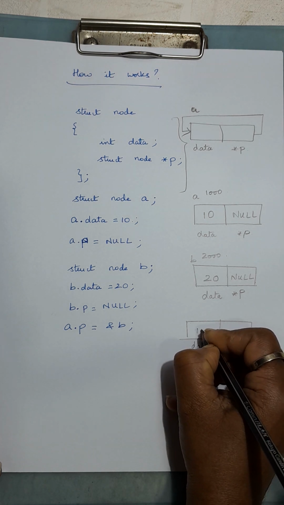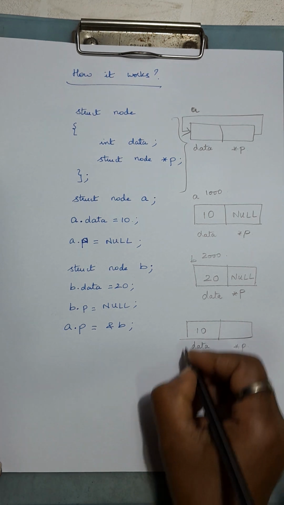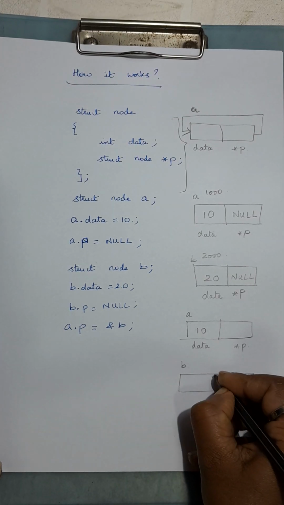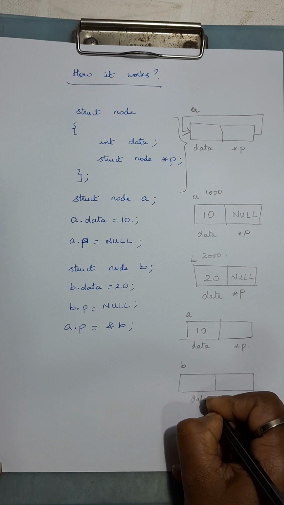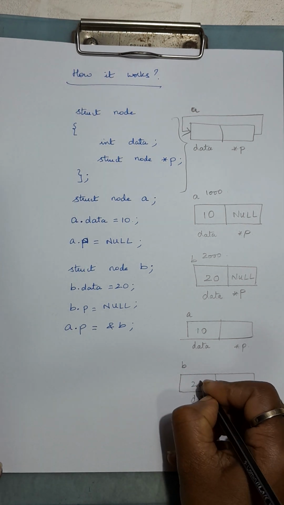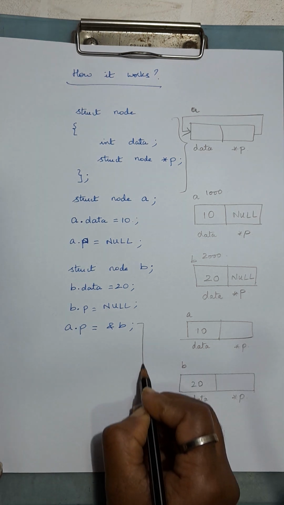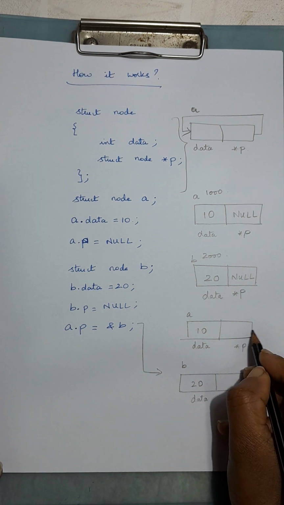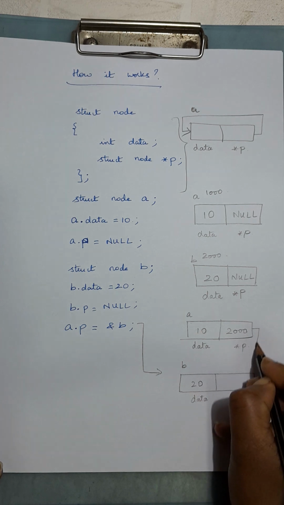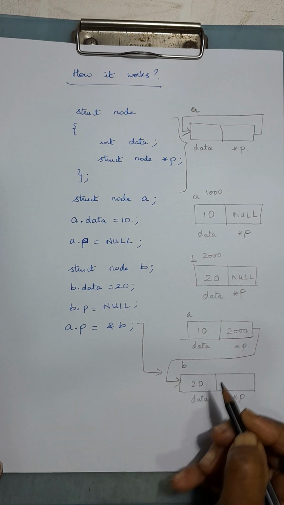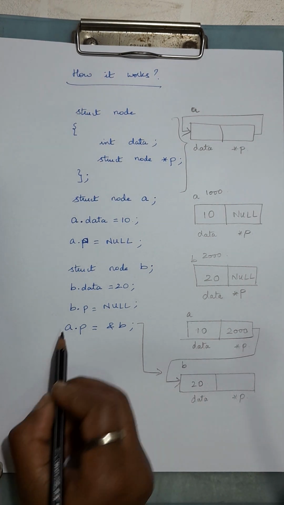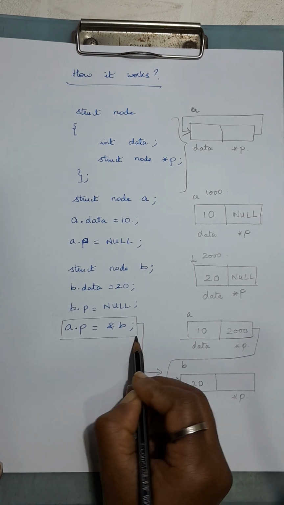So it will have 10. Okay, this is A, and B will again have a data field and the pointer field. Okay, and this is 20. Now after this particular line, this will have address 2000, which means it is pointing to B. We are linking node A and node B through this particular instruction.